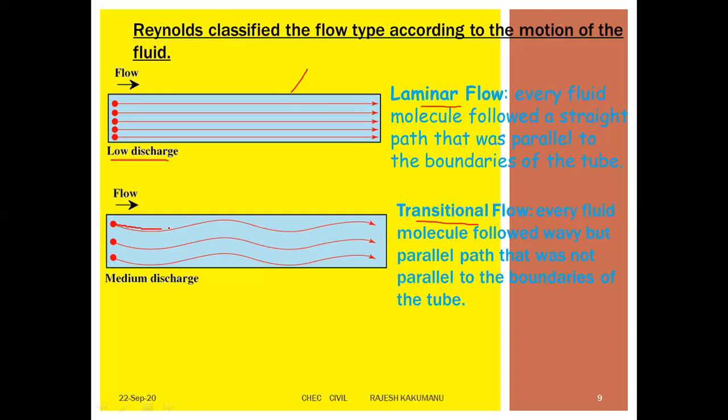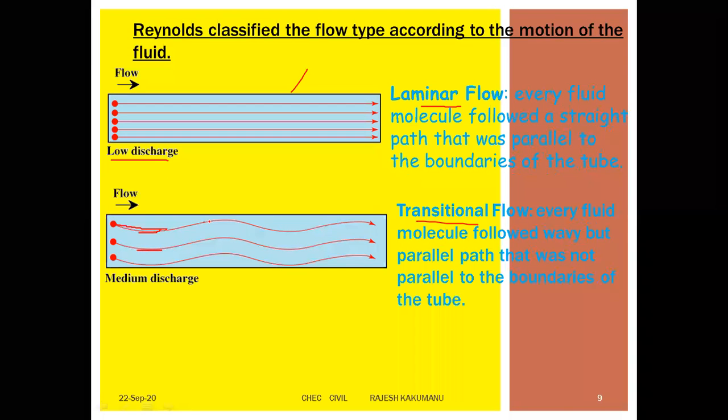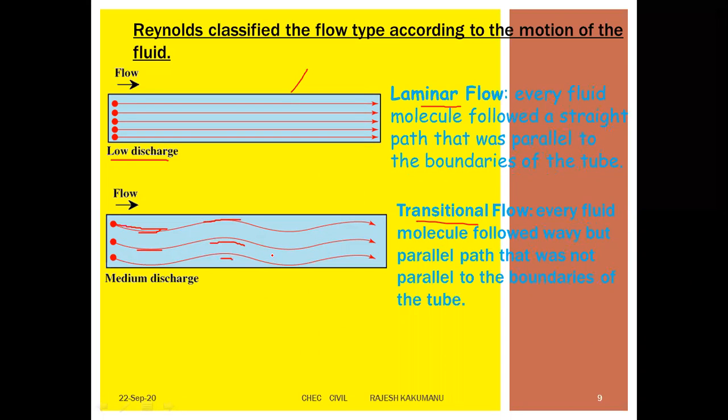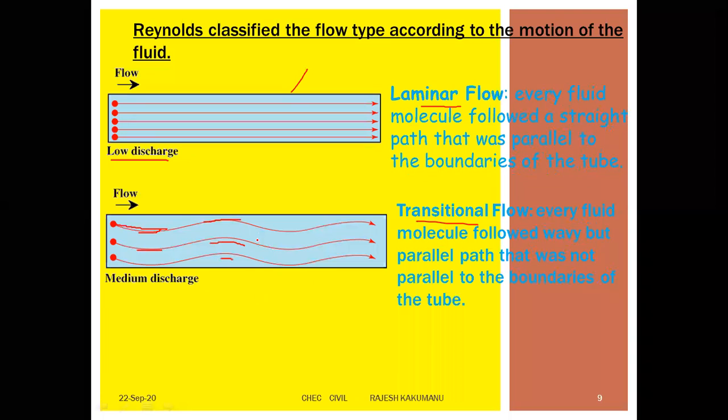Here the dye is in wavy motion, at the same time these are parallel, a wavy but parallel path that was not parallel. So this looks like a parallel path, that is, parallel to this wave, right? So this one is down, this one is also down, right? This one came up, this one also came up, again this one came up, this one down. So these are parallel with respect to each other, but these are not parallel to the pipe boundary. That is nothing but transition flow.